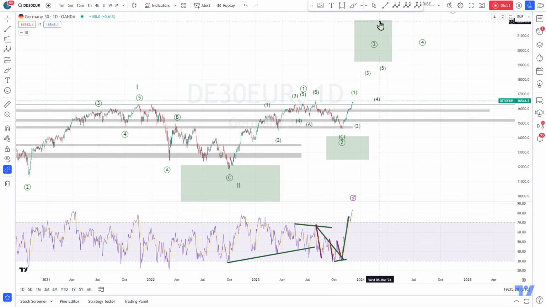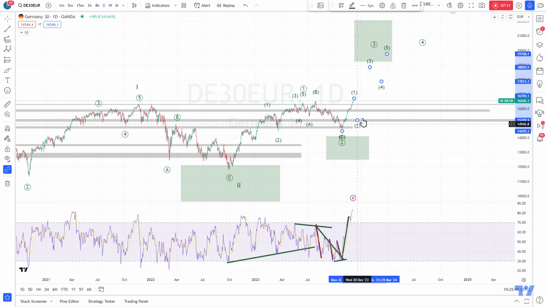This is what a wave 3 typically does, like reaching the 1.618 Fib extension. So this would be the path for this wave 3 in 5 waves, 1, 2, 3, 4, 5, into this area.